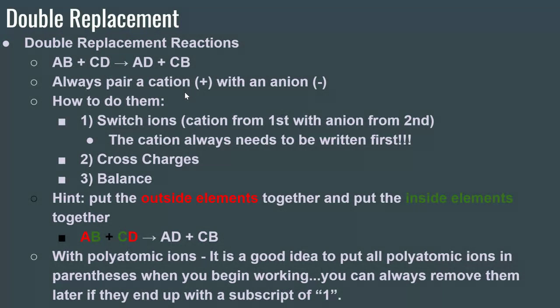Then you're going to make sure you write the charges on those different elements. You get the charges from the periodic table. So you don't get the charges by guessing or anything like that. You look at the periodic table and then you balance your equation. So with polyatomic ions, it is a good idea that if you experience a polyatomic ion, either as a cation or as an anion, that you use parentheses when you begin working, and you can always get rid of them later if you end up with a subscript of 1, because you wouldn't put parentheses with a subscript of 1.